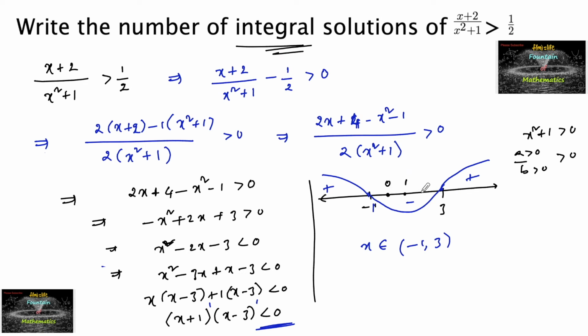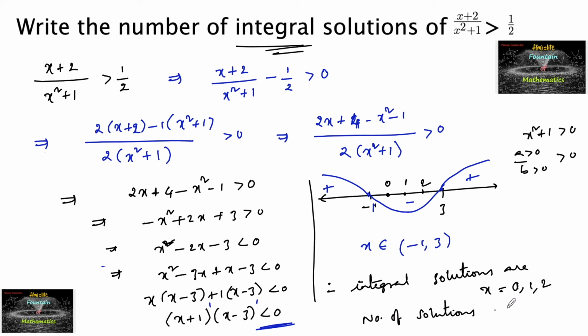0, 1 and 2. So therefore integral solutions are x is equal to 0, 1 and 2. So therefore number of solutions is 3. Number of solutions is equal to 3. Okay, right, thank you.